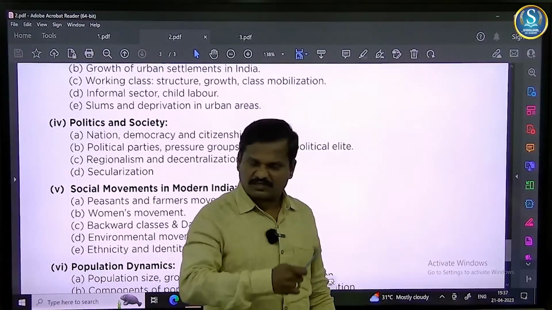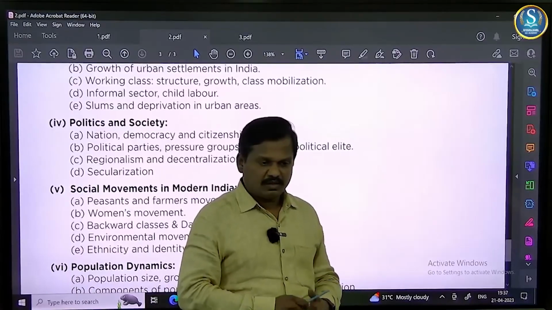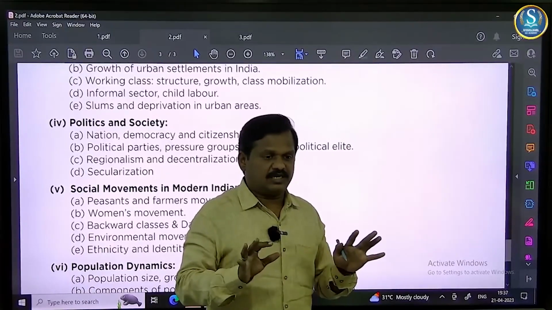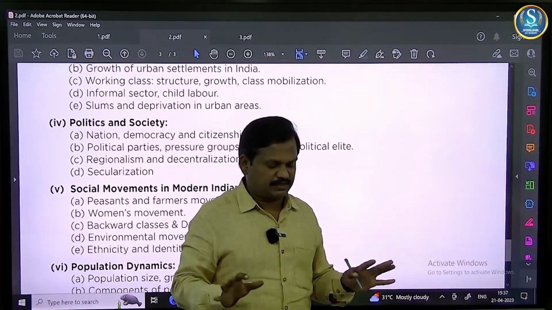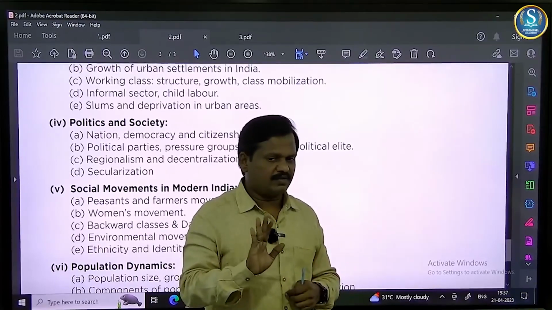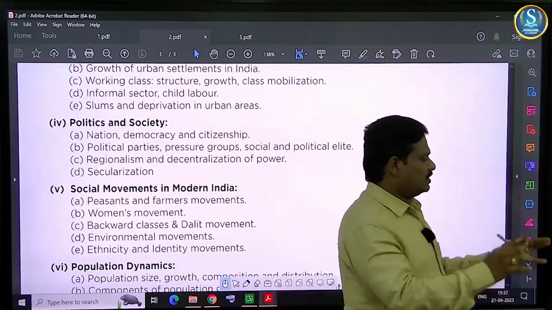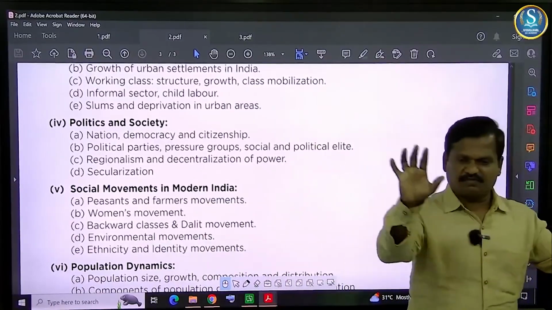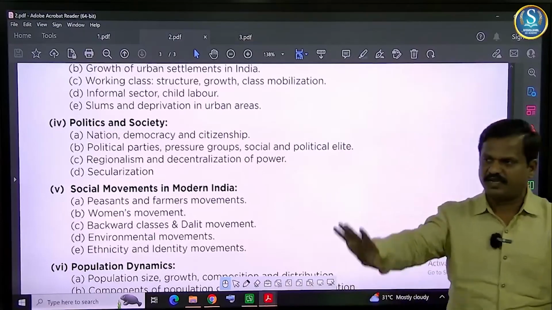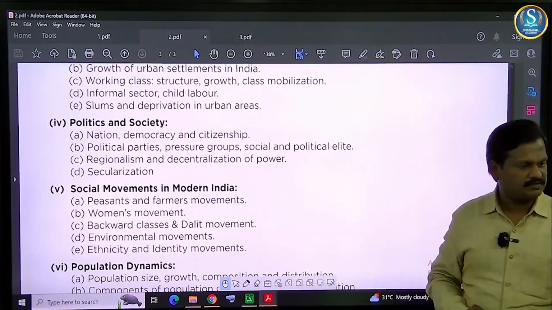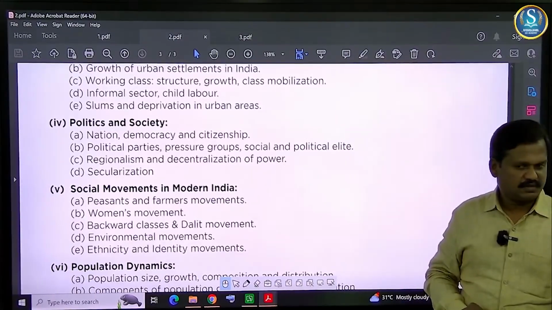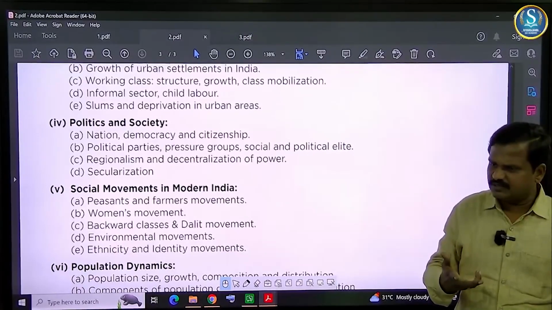This is a movement. How? Earlier they were silently accepting the sexual exploitation. Today they are not ready to accept. They will openly go to the court of law, they will write articles, they will stage a protest demanding action against the culprit. Is this not a change?